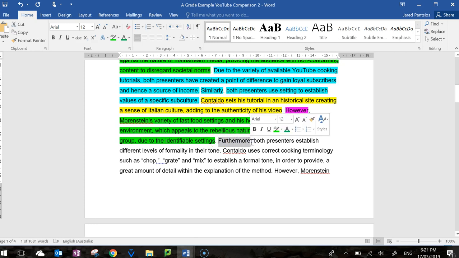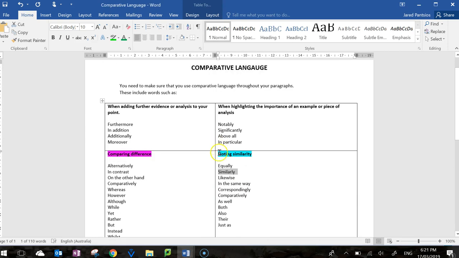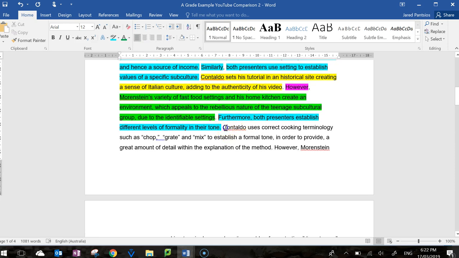Furthermore, so this is a nice comparative language word that is used to add further evidence. If you're having trouble beginning your next sentence, consider using these, because I get the sense of we're going to have a similarity. Furthermore, both presenters establish different levels of formality in their tone. So we know that they're going to talk about a difference, but this is technically an elaboration statement that is then going to lead into the comparison. So Comparative uses correct cooking terminology such as chop, grate, mix to establish a formal tone in order to provide a great amount of detail within the explanation method.